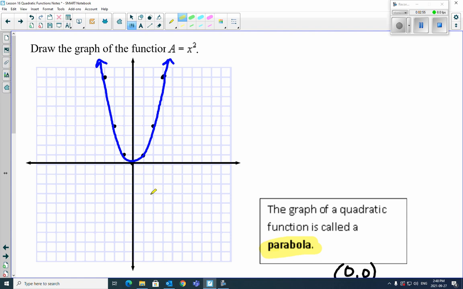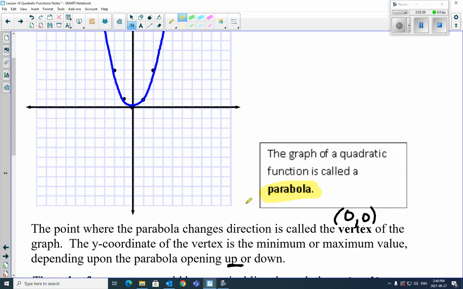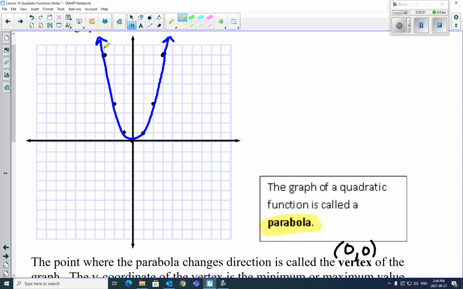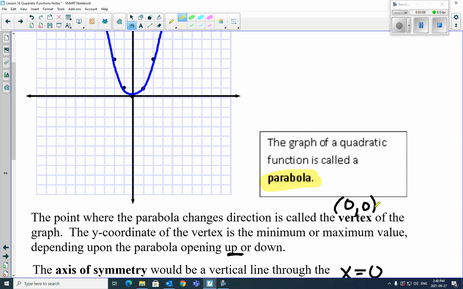But for now, we want to talk about some key features of this parabola. The first one is the vertex. The vertex is where it changes direction. So if it's coming down this way and then going back up, the vertex in this case is 0, 0, your x and y coordinates. So your vertex, 0, 0.